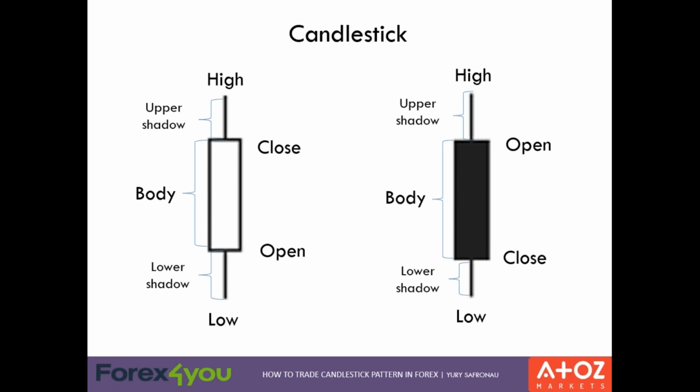The hollow or filled portion of the candlestick is called the body, also referred to as the real body. The long thin lines above and below the body represent the high-low range and are called shadows, also referred to as wicks or tails. The high is marked by the top of the upper shadow and the low by the bottom of the lower shadow.